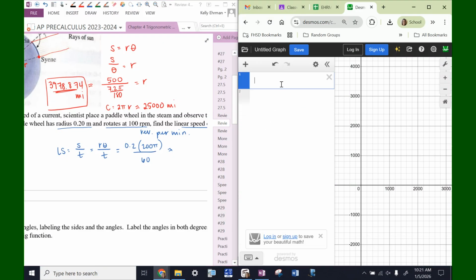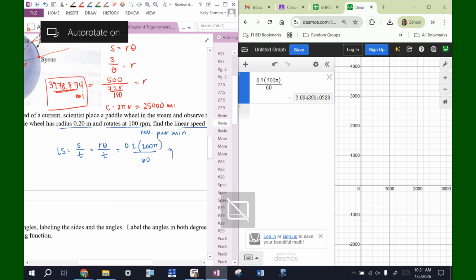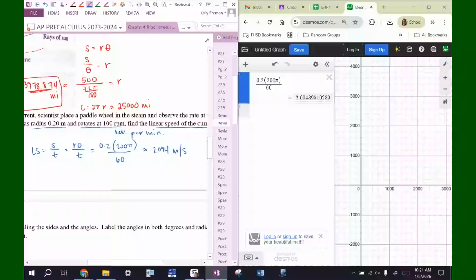All right, so 0.2 times 200 pi divided by 60 comes out to 2.094. And that's already measured in meters per second.